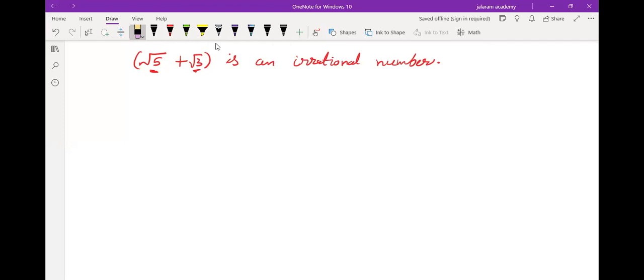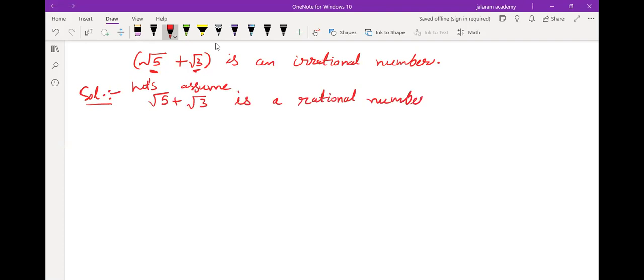Now, solution. In this also, whenever we have to prove that an irrational number is an irrational number, though we know that it's an irrational number, still we have to assume that it is a rational number. Let's assume root 5 plus root 3 is a rational number.